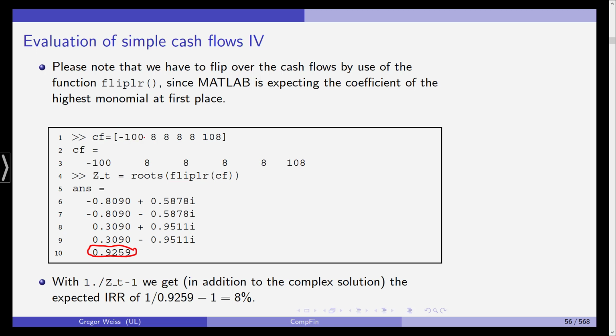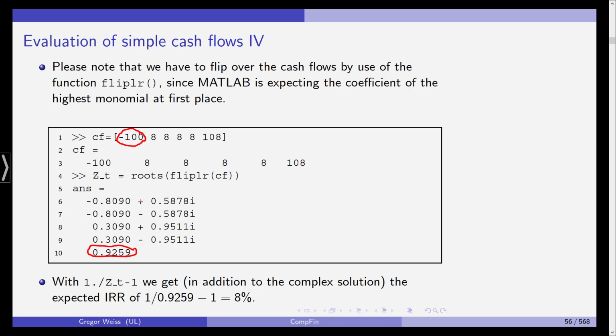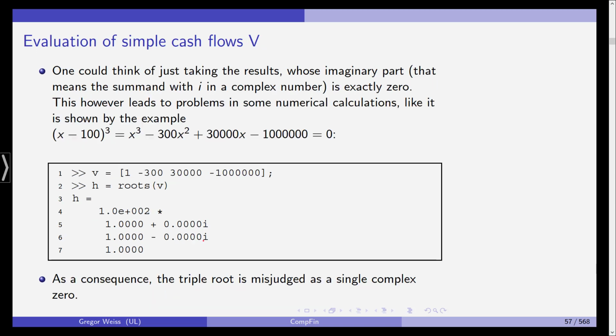Not a big surprise, because if the price is minus 100, then of course the internal rate of return needs to be 8% with a flat interest rate and flat yield curve. Okay. You could also think of just taking the results whose imaginary part is exactly 0. So this is what we've done here, and we've neglected all those other results. In some cases, this might lead, however, to some problems.